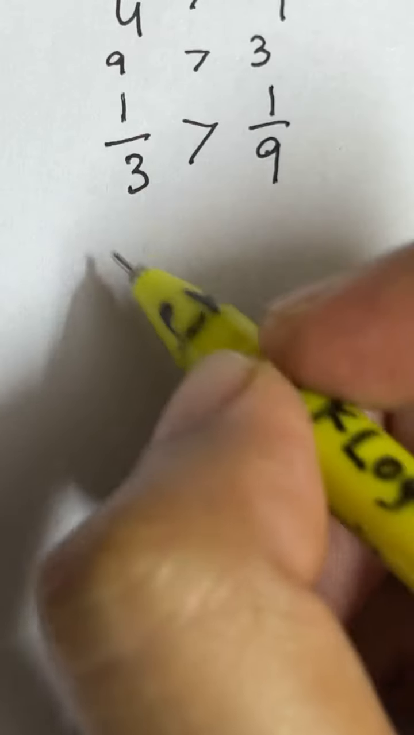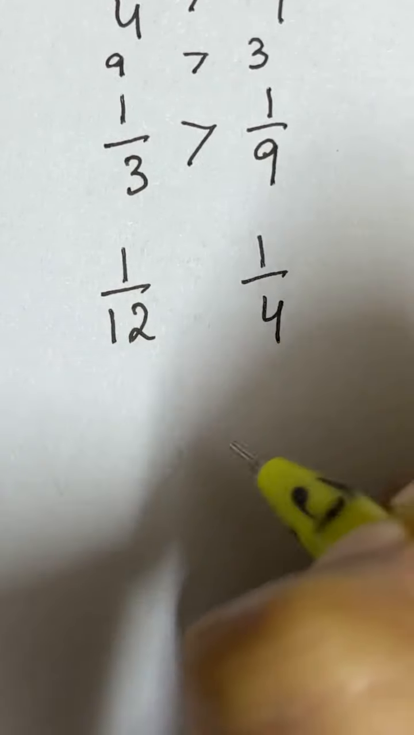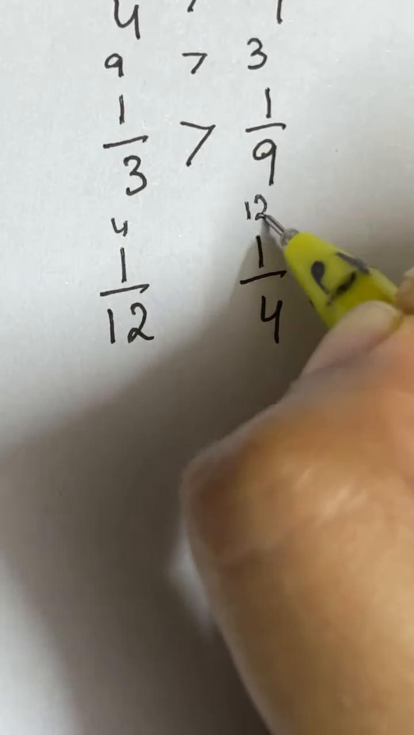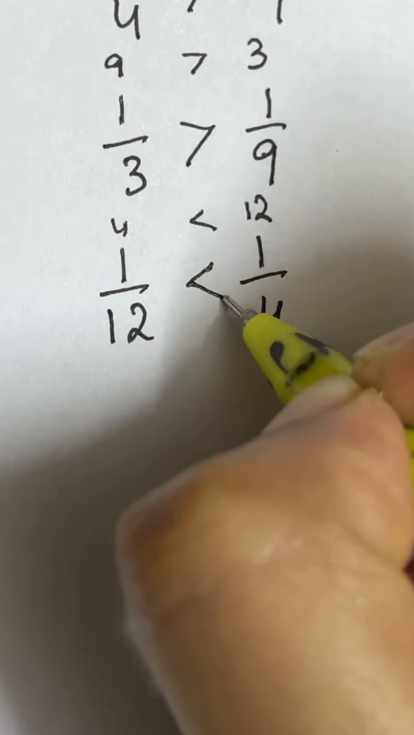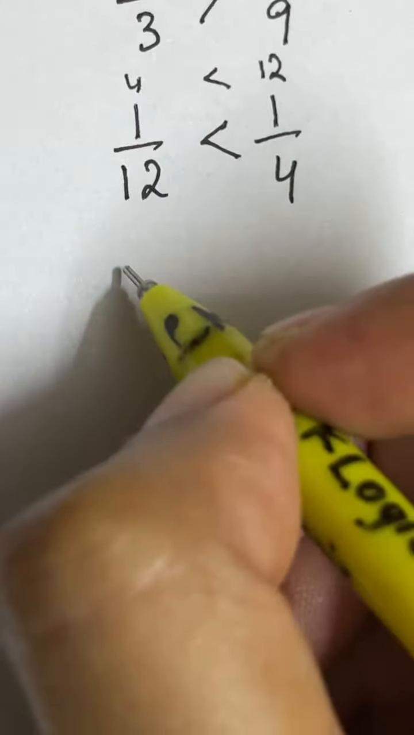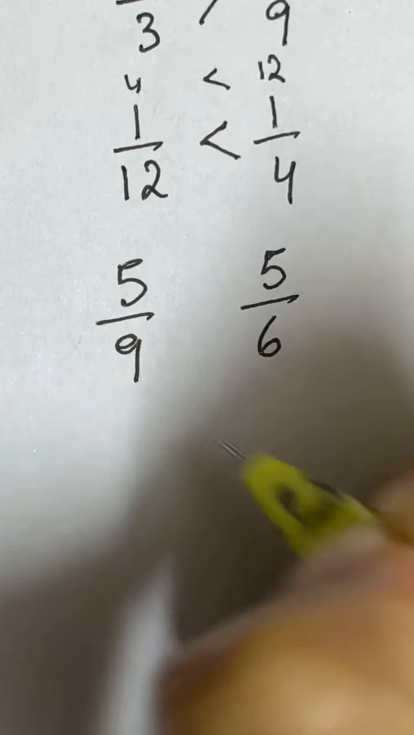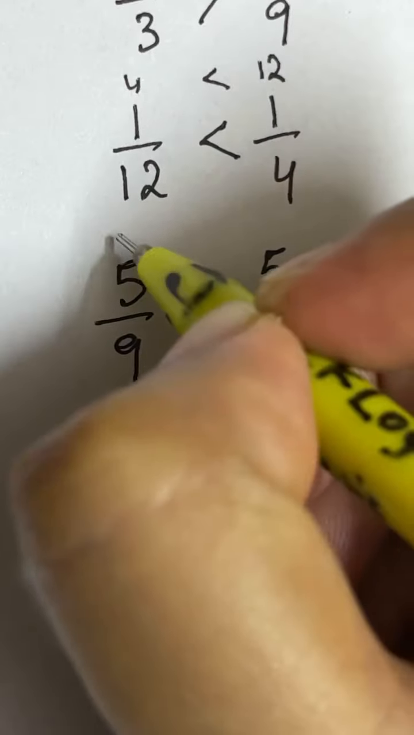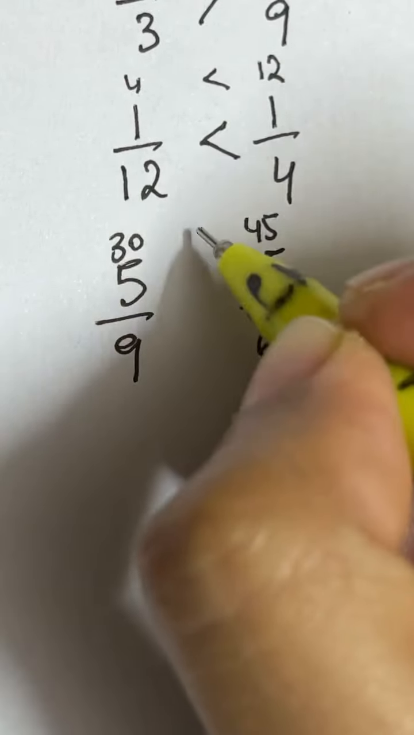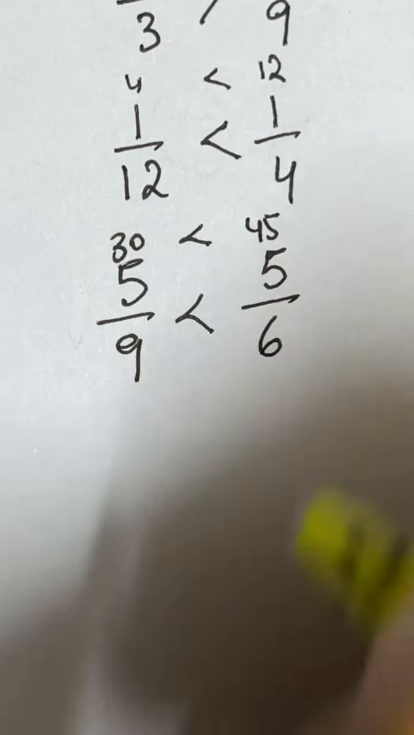Okay, let's solve another example. 1/12 and 1/4. So 1 times 4 gives us 4, 1 times 12 gives us 12. 4 is lesser than 12, that means 1/12 is lesser than 1/4. Okay, let's go on. 5/9 and 5/6. 5 times 6 is 30. 5 times 9 is 45. So 30 is lesser than 45. That means 5/9 is lesser than 5/6.